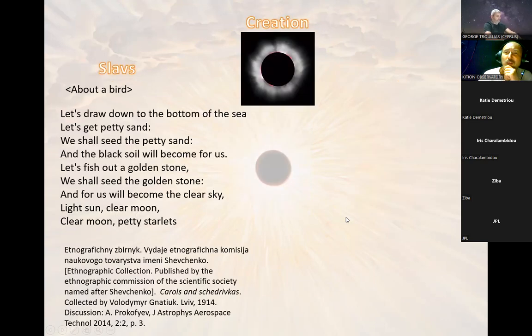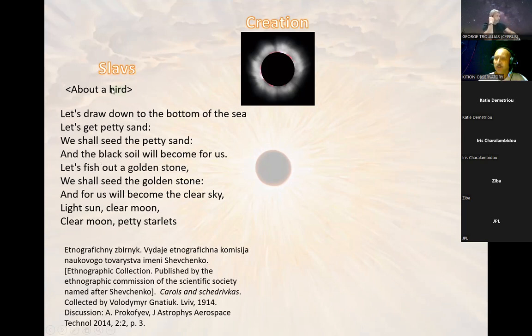Let's look at creation myths in different cultures. Choose Slavs, because it was already discussed in 2014, so I just copy and paste what was there in the discussion. It is a Ukrainian carol, and it describes, in fact, the creation of the world. It was about a bird, and here is our text.